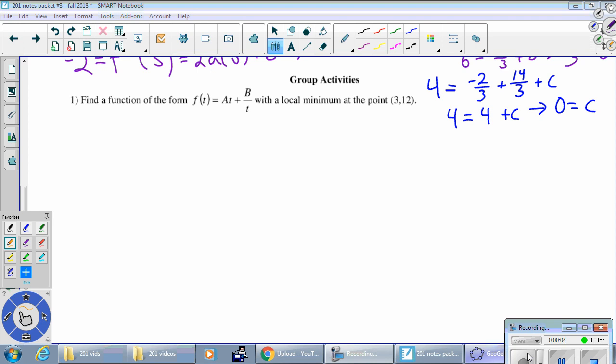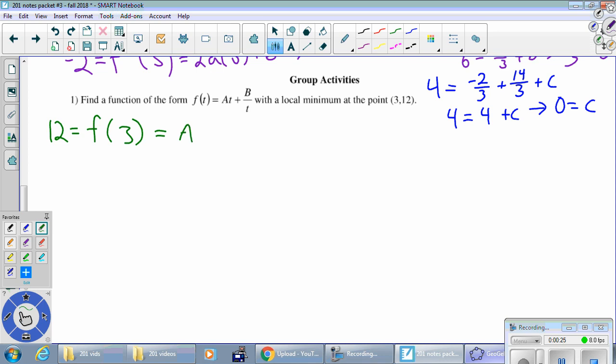Lesson 33, activities. Find a function of the form f of t equals at plus b over t with a local minimum at the point (3, 12). First, let's use the fact that this graph is supposed to hit the point (3, 12). What that means is that f of 3 is equal to 12, but I could also find f of 3 by plugging 3 into this specific form for f.